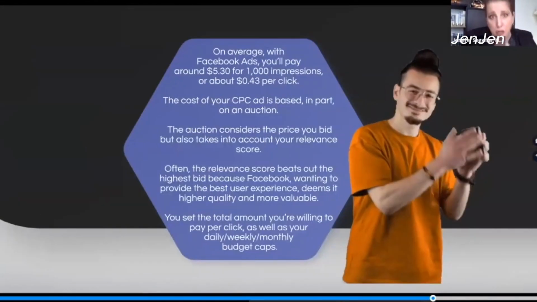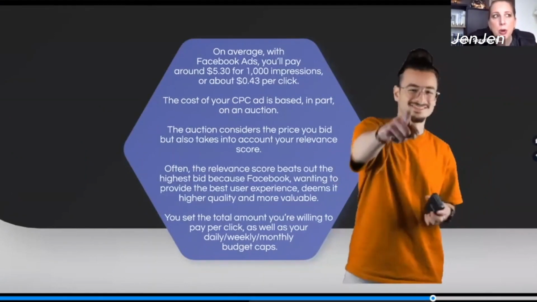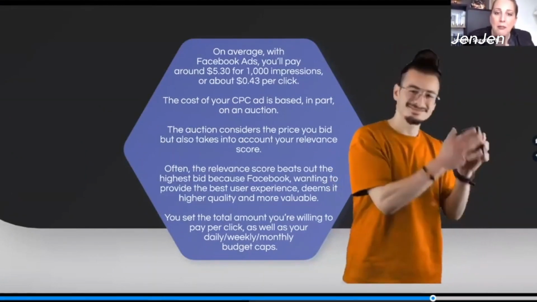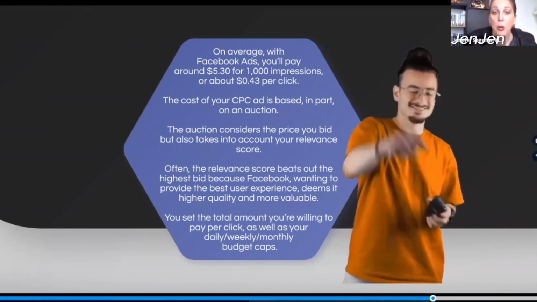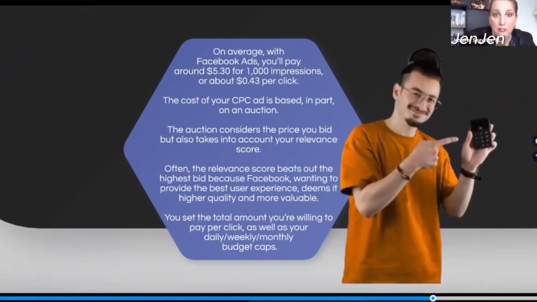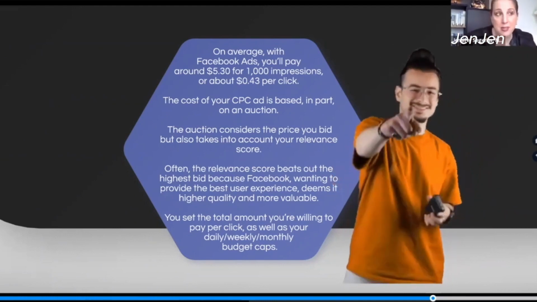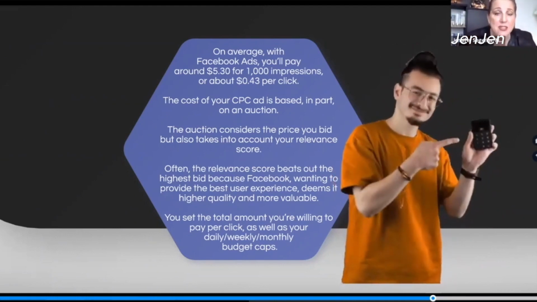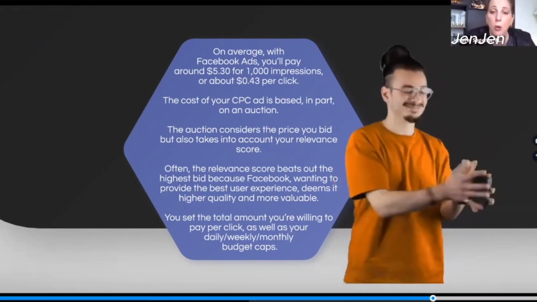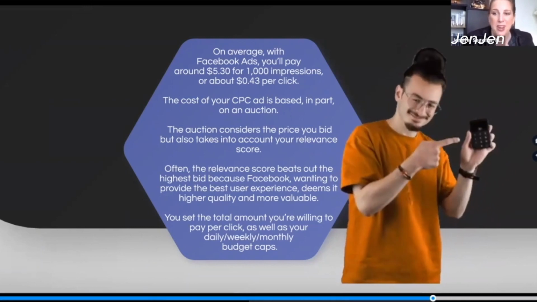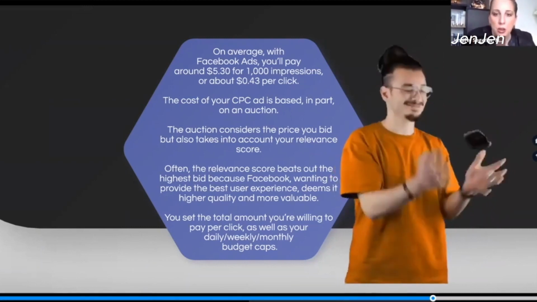Okay, auction. I don't know if you're aware of this, but Facebook charges by auctions. And on average with Facebook ads, you will pay around $5.50 US for about 1,000 impressions. And this is old stats. This is about a year old. So the prices have probably gone up. I know they've gone up in the last 6 months. I'm not exactly sure, but this was what it used to be.